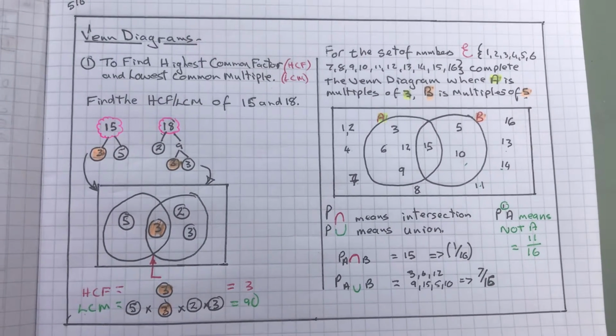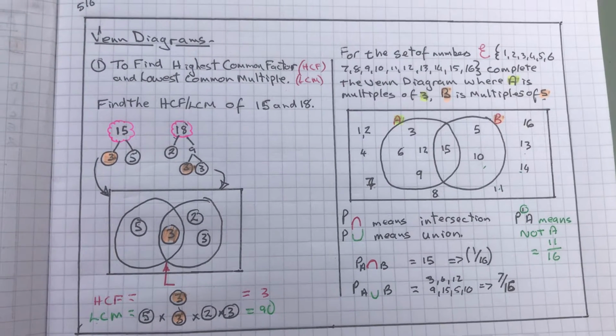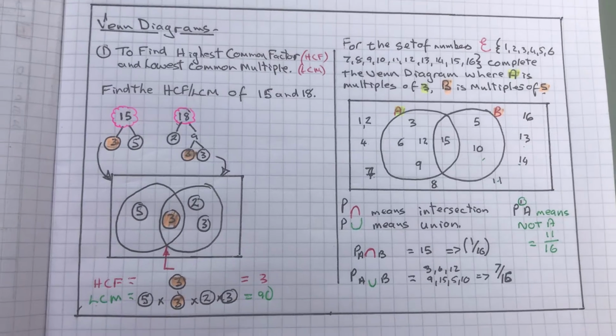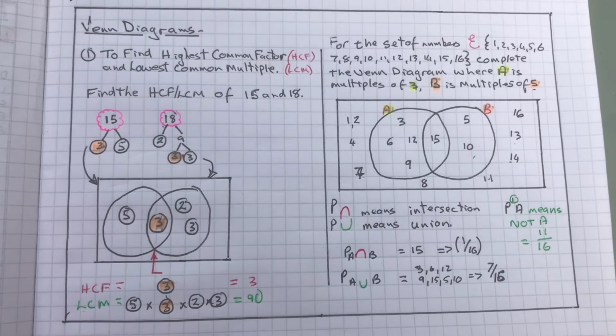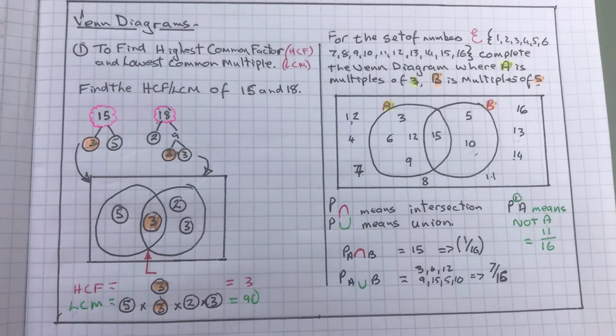Venn diagrams come up in a couple of different ways. We've used them in the past when we were doing highest common factor and lowest common multiple. So if I refresh our memory, and we'll do some examples on that, how do I find the highest common factor and lowest common multiple of 15 and 18?